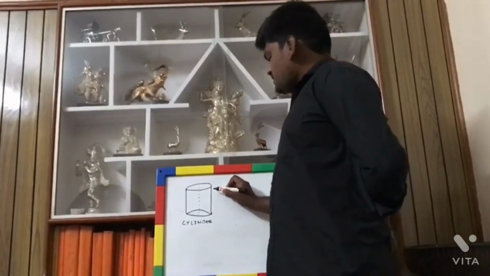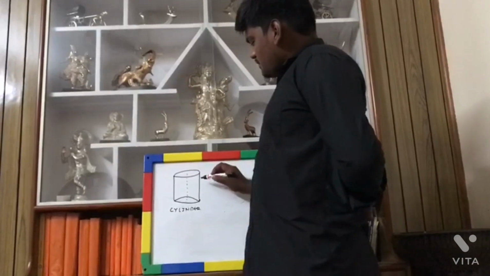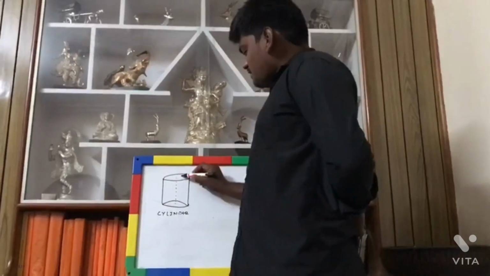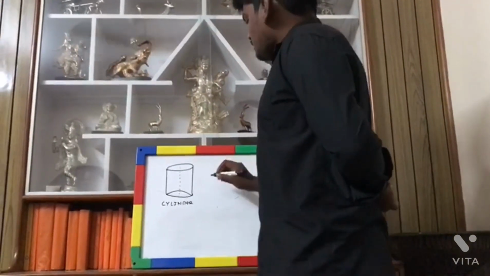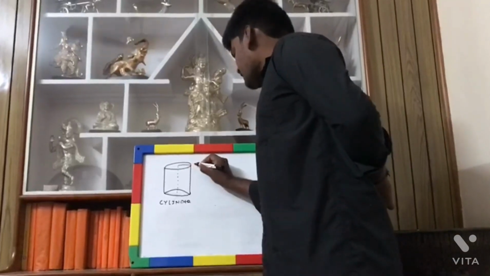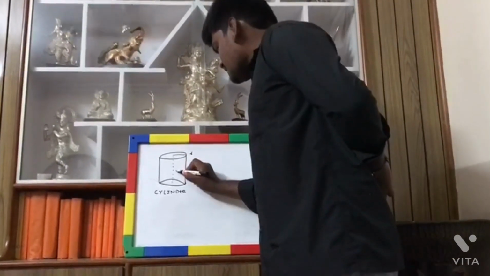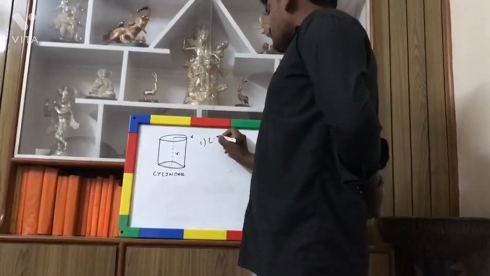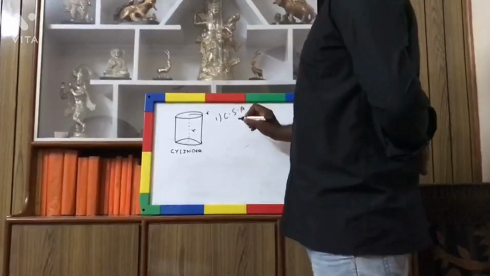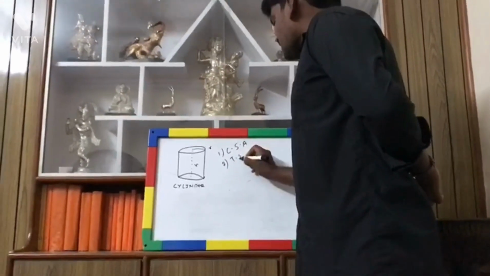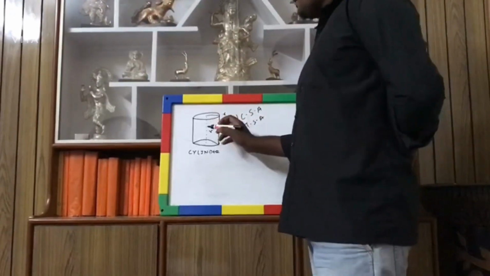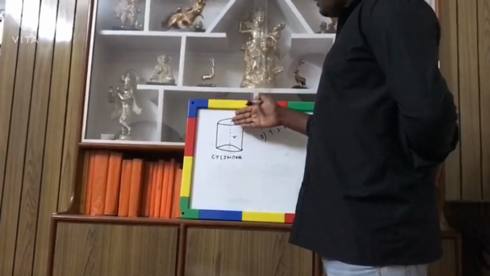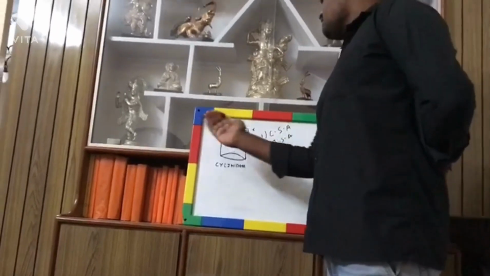So our next figure is the cylinder. A cylinder is a three-dimensional object which is formed by 2 circular surfaces and 1 curved surface. These 2 circular surfaces are what the cylinder stands on. The radius of the cylinder we will take as small r and the height of the cylinder we will take as h. The cylinder will have 2 types of surface area. The first is curved surface area, which is called CSA, and the second one is total surface area. Curved surface area is the surface area in which we leave out the bottom and top surfaces and calculate only the curved surface.